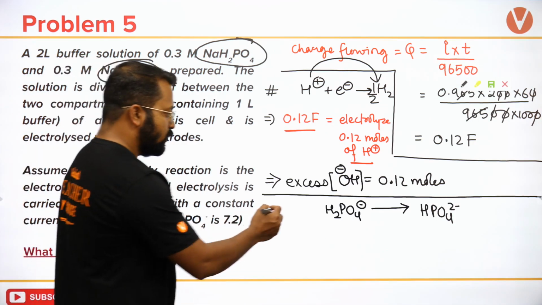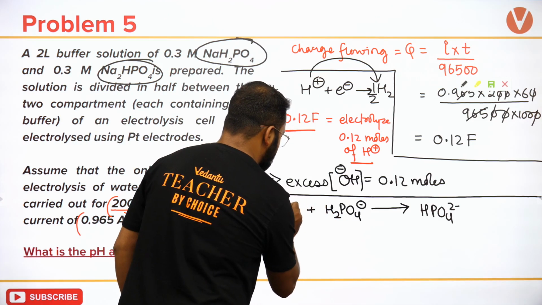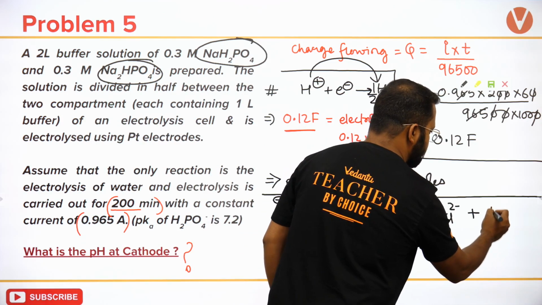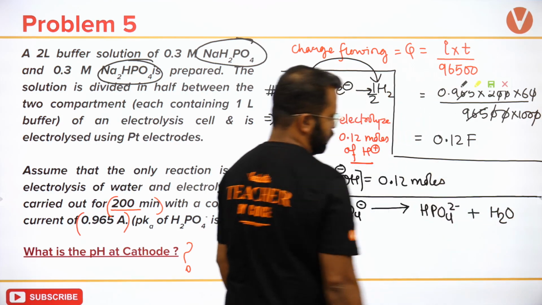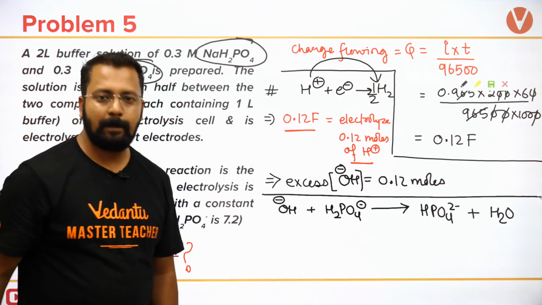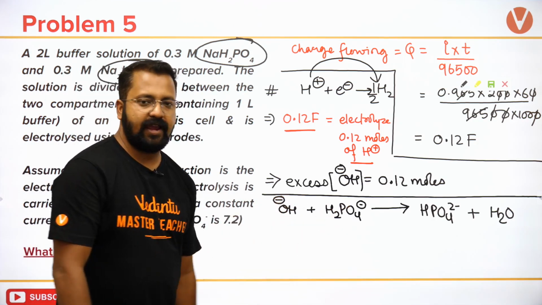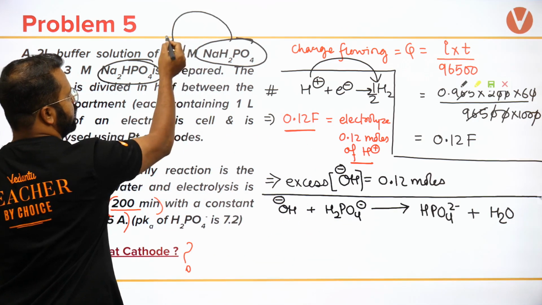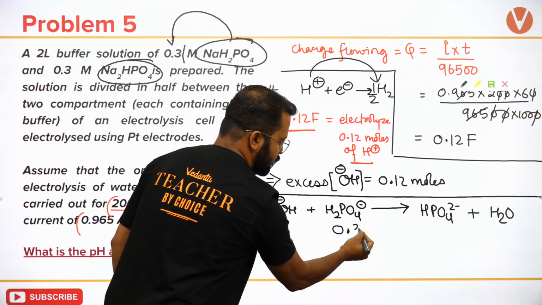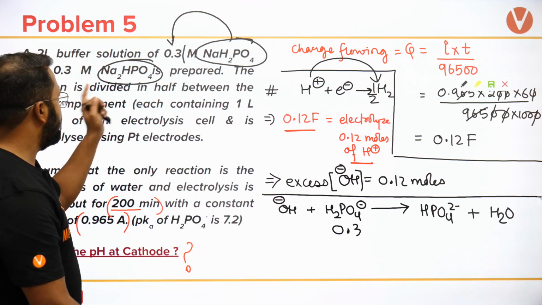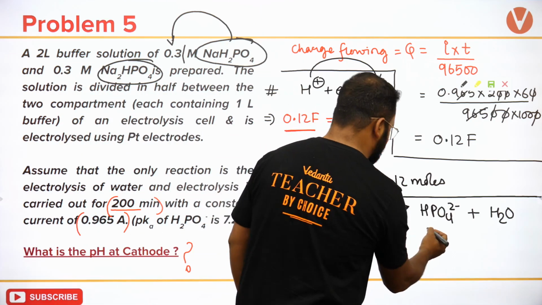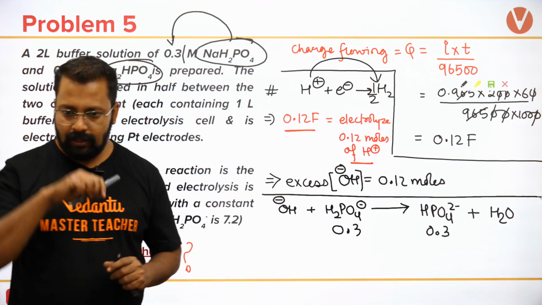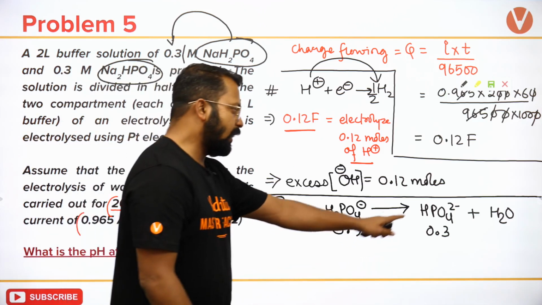So I will react OH minus with this and convert it into water. Now my reaction is balanced. Clear? What is the amount of NaH2PO4? कितना amount दिया गया है? 0.3. What is the amount of NaH2PO4, Na2HPO4 given? 0.3. Clear? It is 0.3 and this is 0.3.